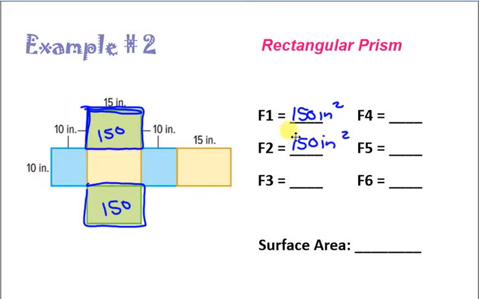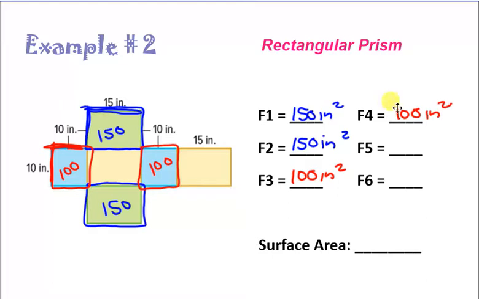150 inches squared. Now I'm going to do these blue ones here, and this one is going to match this one. So this has a base of 10, and it also has a height of 10. And so 10 times 10 is going to be 100. So I have 100 inches squared, 100 inches squared. Now I have this one here left and the one on the inside left. So this right here has a base of 15. And this height is the same as this height, which is the same as this height, which is the same as this, which is the same as this, which is 10. And so 15 times 10 is 150.